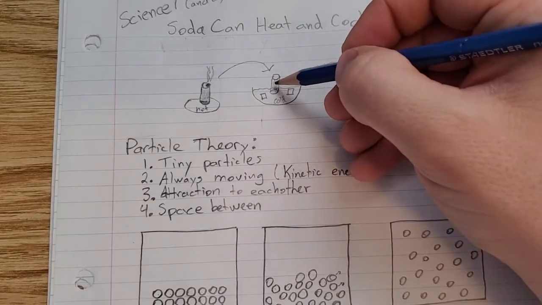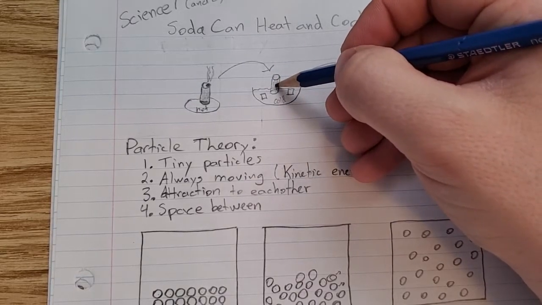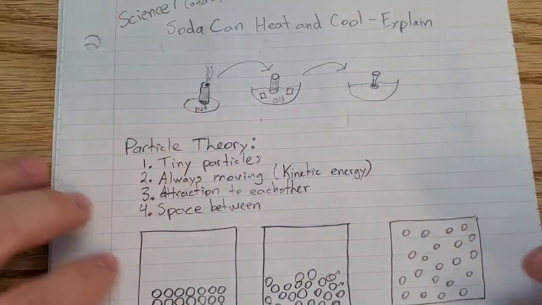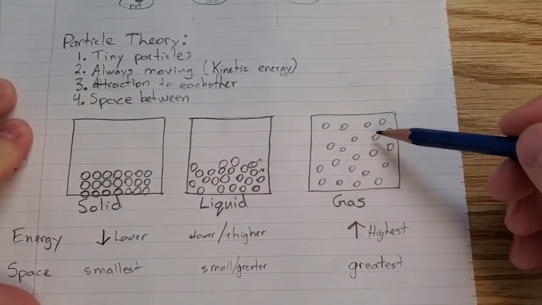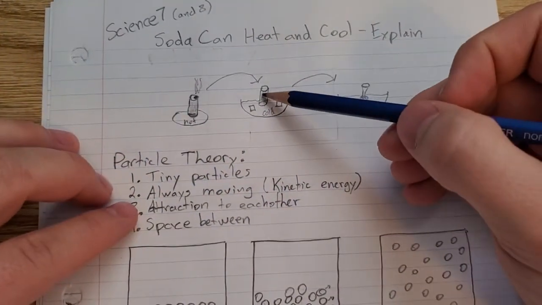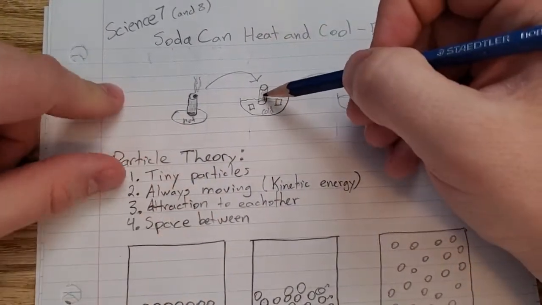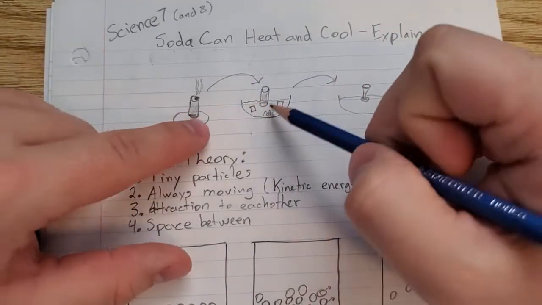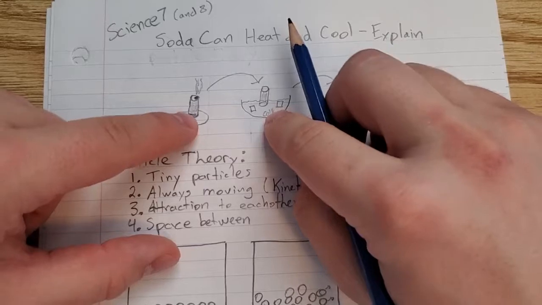Because the energy is leaving, those particles are no longer spread out. They're no longer like this. They are getting close together and they turn back into liquid. Most of those turn back into liquid very quickly. It's very sudden. Why? Because the temperature difference between these two things is substantial.